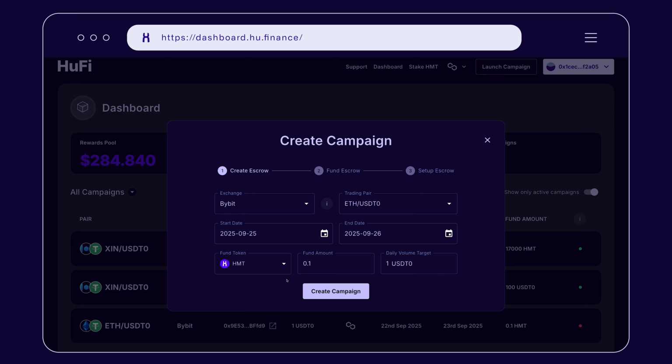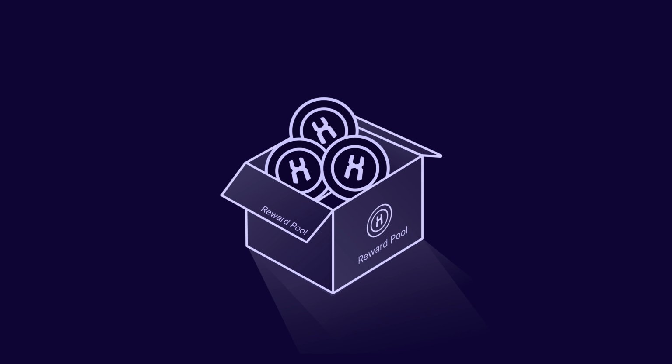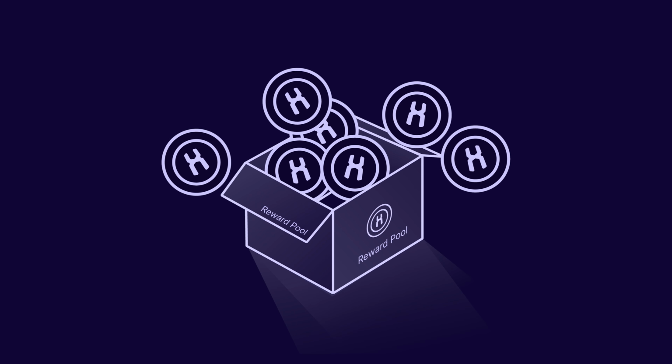Choose the token you'll use to fund the campaign. This is the reward token that participants will earn. Enter the total amount you want to put into the escrow. This will be split across the campaign's duration to form a daily reward pool. Remember, the higher the reward, the more excited participants will be.